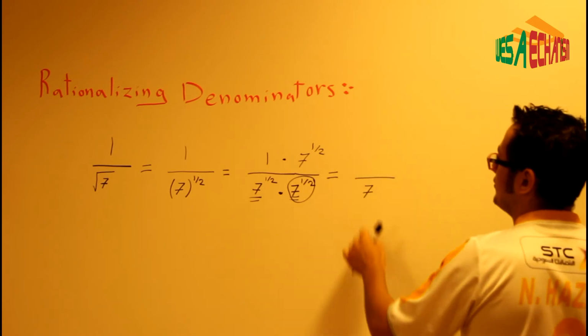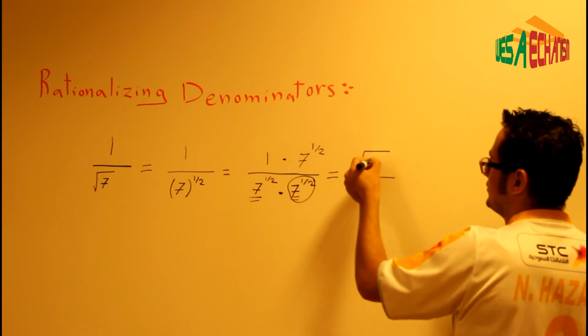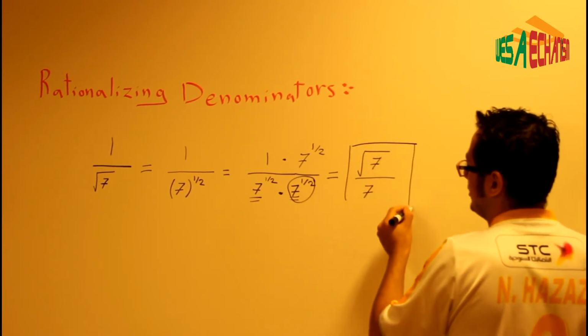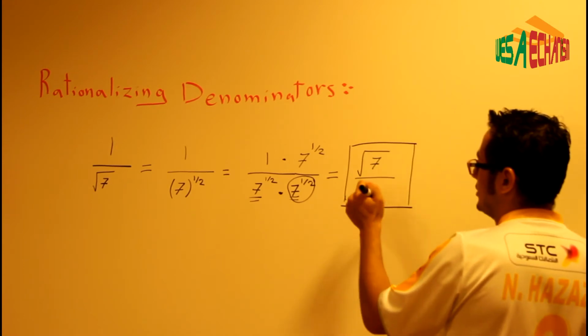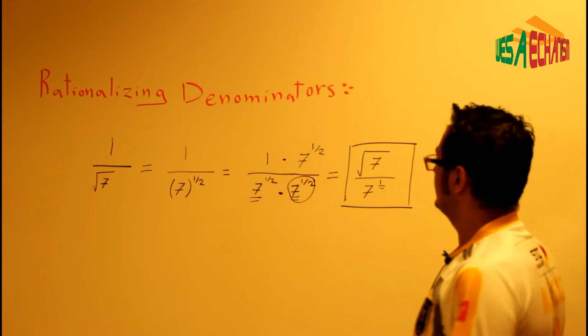So we will have an answer in here with square root of 7. This is our final answer. This is how to rationalize your denominator: make sure that your denominator has a power of 1. I will give you another example.